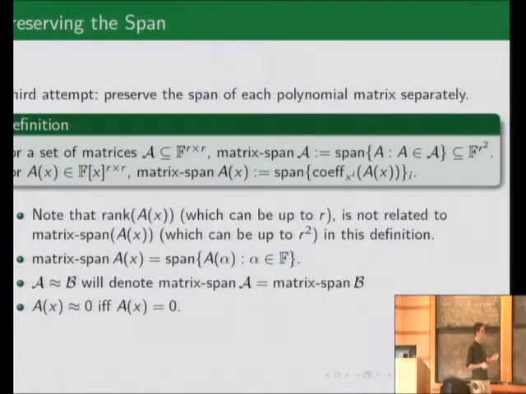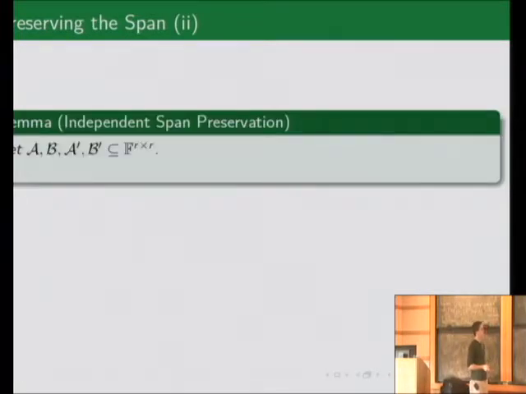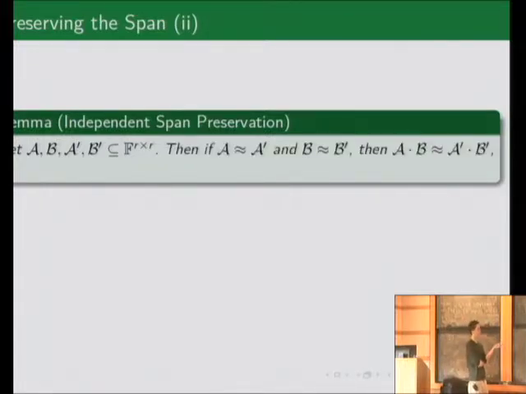The important point is that preserving the matrix span preserves non-zeroness, because the span is 0 if and only if the polynomial itself is 0. The reason this is important is the following lemma. If you have four collections of matrices, where A and A prime have the same span, and B and B prime have the same span, then A dot B has the same span as A prime dot B prime. Here A dot B is all matrices in A times all matrices in B. So you can recurse properly: preserve the left hand, preserve the right hand, and you've preserved the entire span.